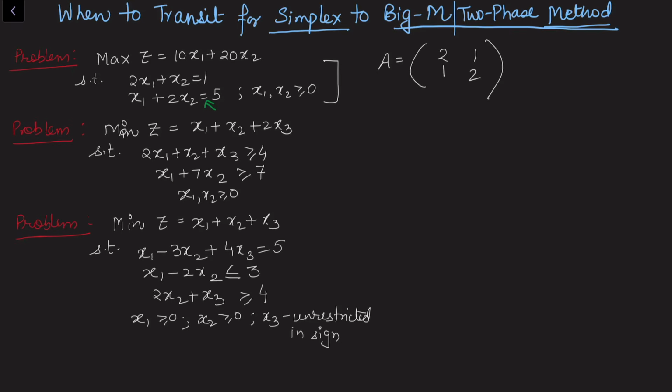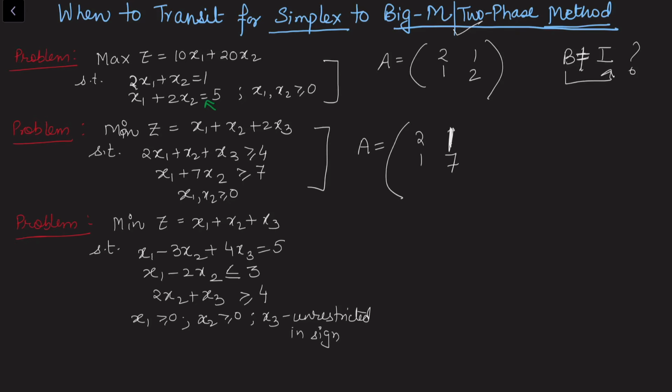But in this system, the ready identity matrix is missing. So B is not equal to identity. So we cannot construct directly the first simplex table by putting the scalars 2, 1 as they are. So we have to look for the Big M and two-phase. So what I'm saying is, look for the basis matrix which corresponds to the identity matrix so that we can construct the first simplex table.